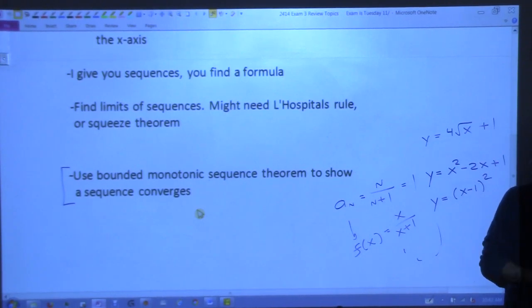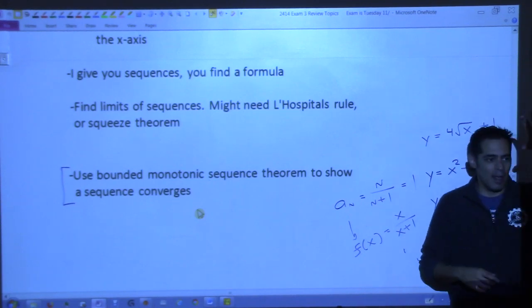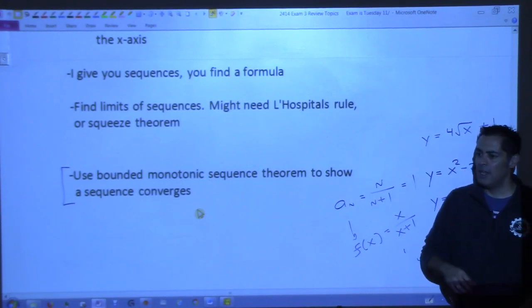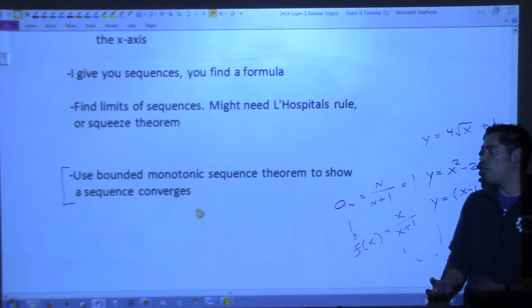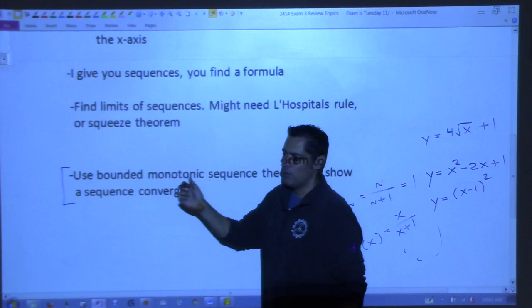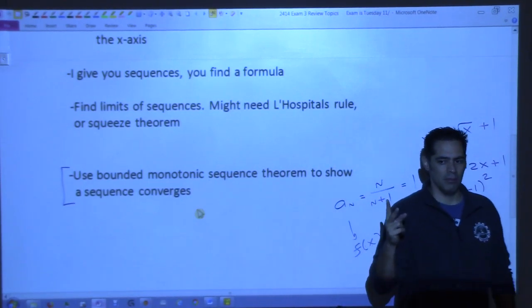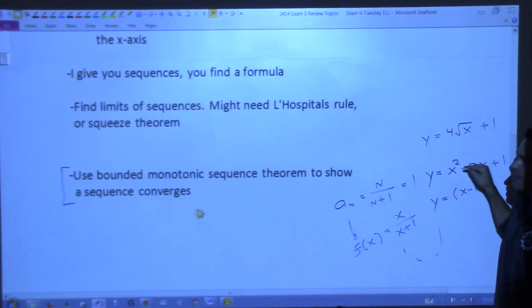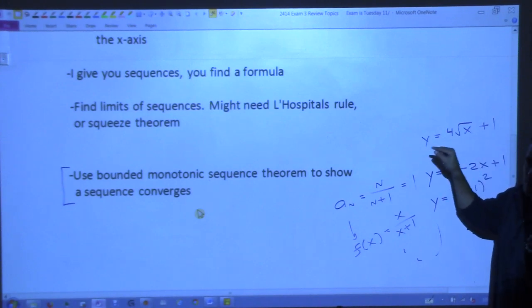I ask you to use the bounded monotonic sequence theorem to show a sequence converges, which means you have to show what two things? It's bounded and it's monotonic, right? So bounded means you have to find a capital M that's always bigger than your sequence, and a small m that's always lower than your sequence. That's how you show bounded. And then monotonic was one of two inequalities you have to show: a sub n is less than a sub n plus 1, or a sub n is greater than a sub n plus 1.